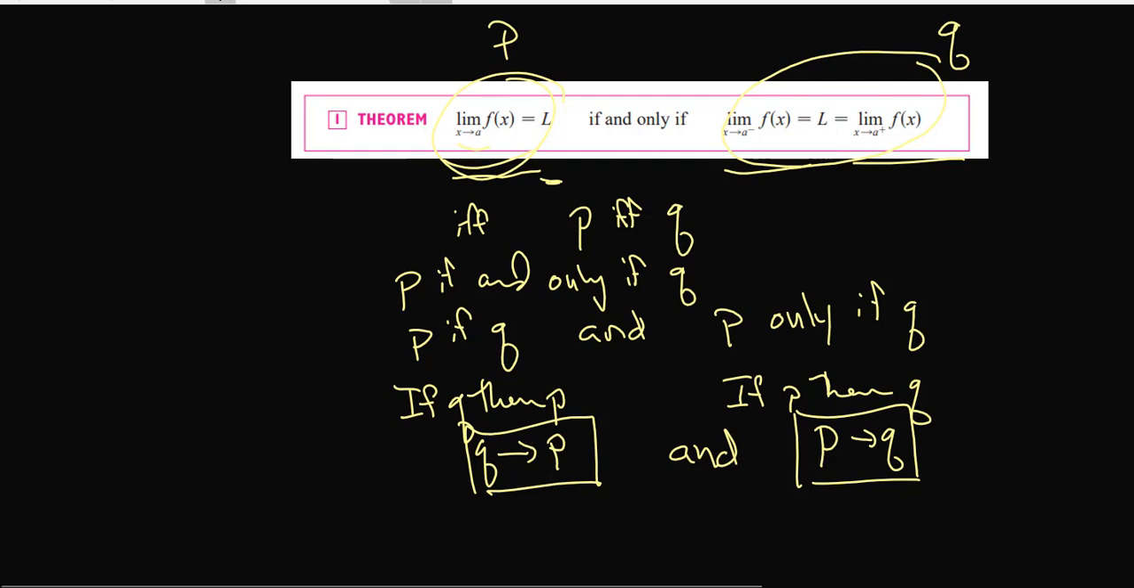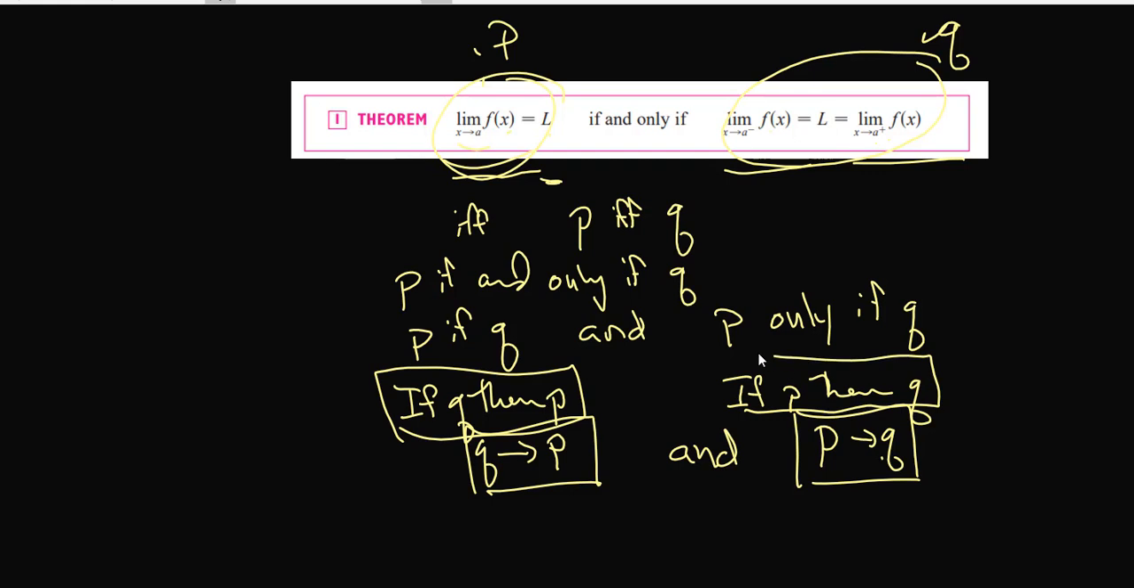So what does this mean again? We call this one P and this one Q. This one means what? If the left-handed limit is equal to the right-handed limit, then the general limit is equal to that same value. And this one says what? If the general limit is equal to L, then both the left-handed and the right-handed limits are equal to that L. Those are two separate statements. They both have to be proved. You can't prove one and say you proved the other. You have to prove both.